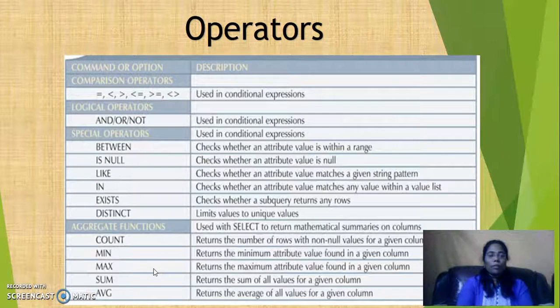Okay. Then next we'll see the operators. These are the relational operators: equal, less than, greater than, less than or equal to, not equal. All are given here. And the logical operators are and, or, not. And there are some special operators listed over here: between, is null, like, in, exists and distinct.